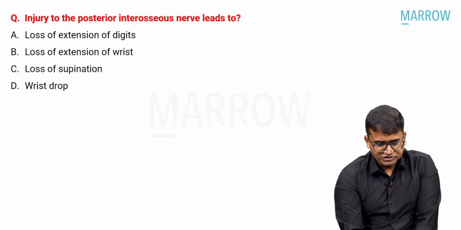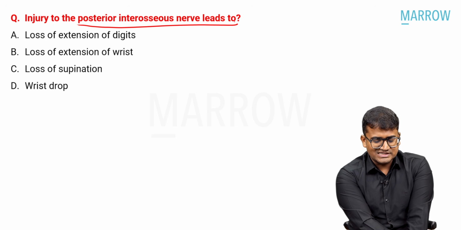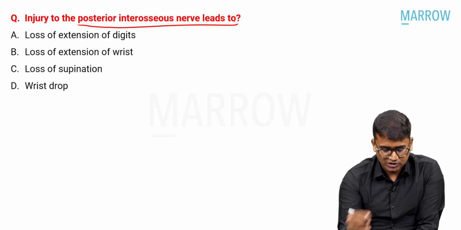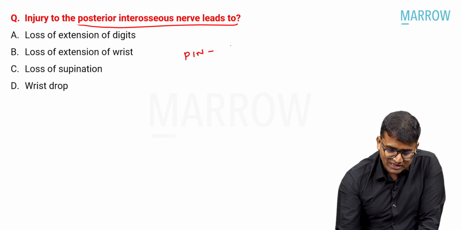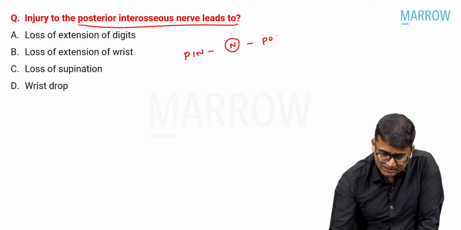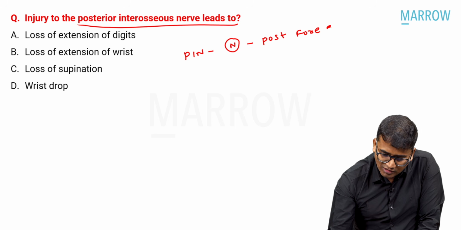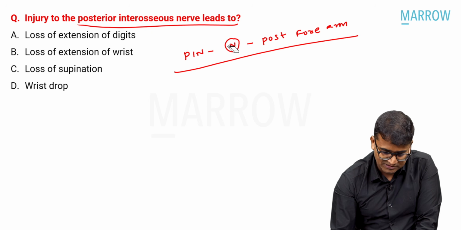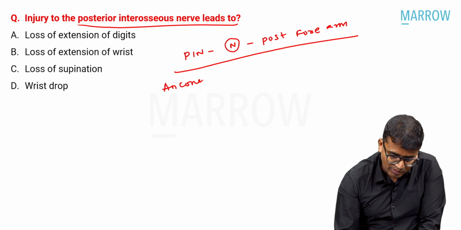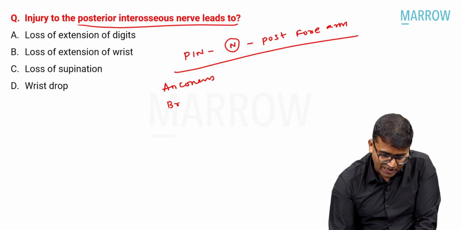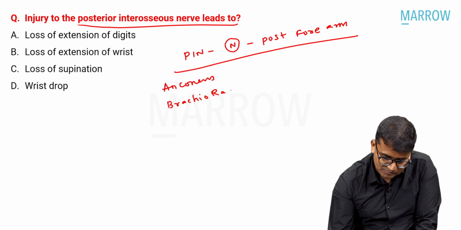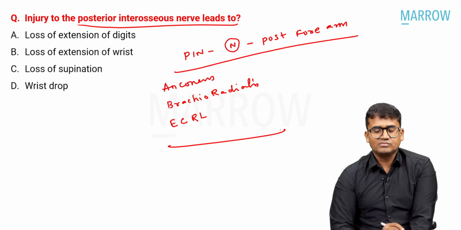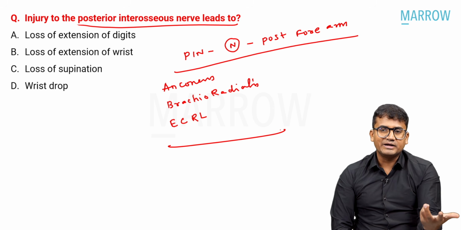Okay, so injury of the posterior interosseous nerve leads to: loss of extension of digit, loss of extension of wrist, loss of supination, or wrist drop. Now the posterior interosseous nerve is the nerve of the posterior compartment of the forearm. All the muscles in the posterior compartment of the forearm are supplied by the posterior interosseous nerve except three muscles. What are those? Number 1, anconeus. Number 2, brachioradialis. Number 3, extensor carpi radialis longus.